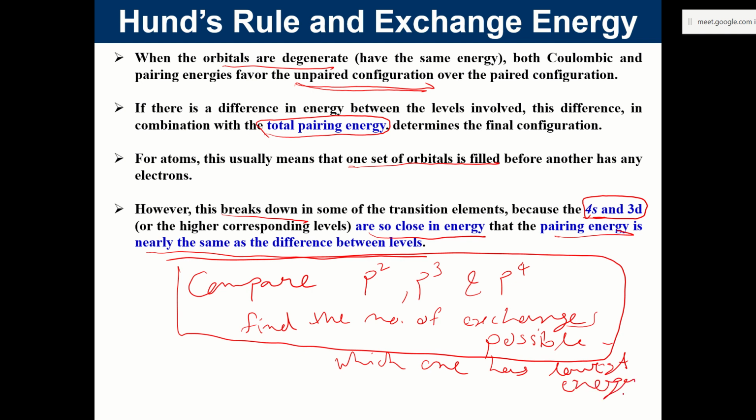Explain. So you focus on this. Write an explanation of this for p2, p3, p4, and don't write "because of Hund's rule this is more stable." No, now you know what you have to do. Explain in terms of exchange energy and pairing energy, that's it. So this is the question you try to answer. We will discuss it in the next class.